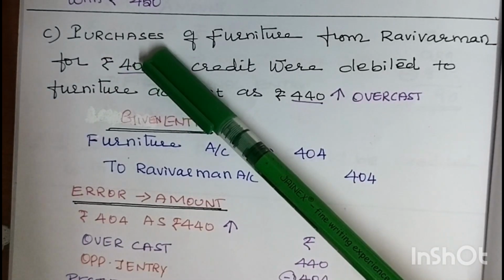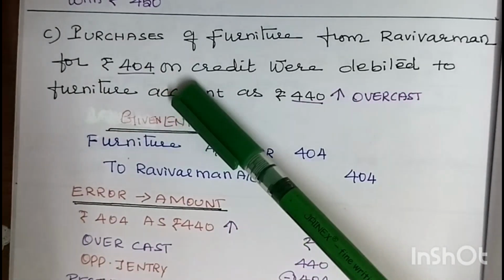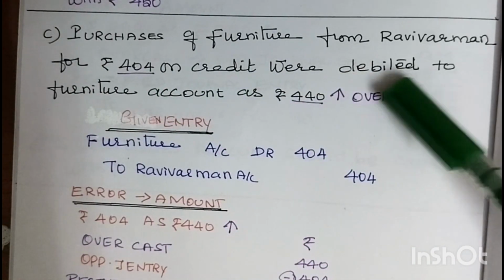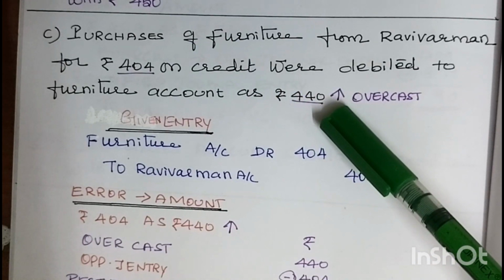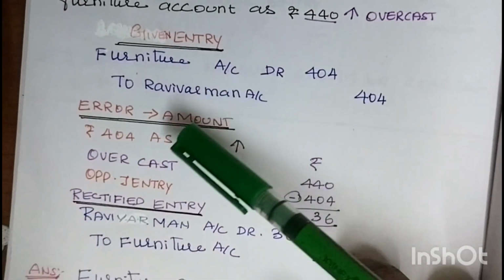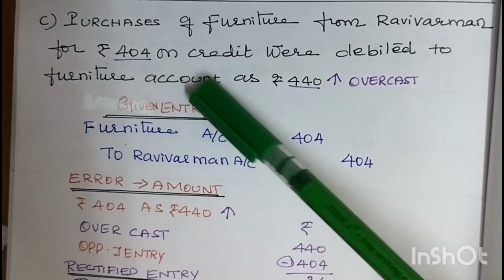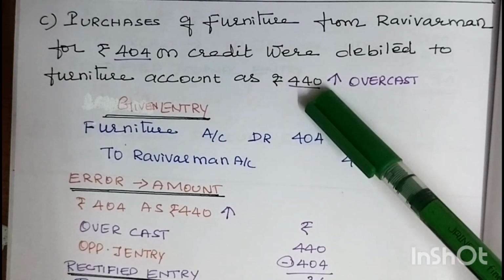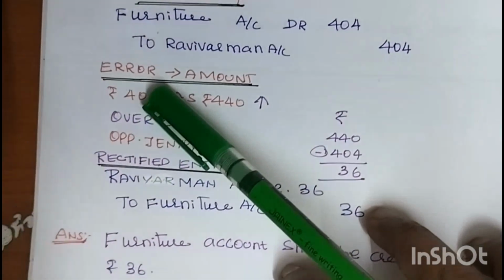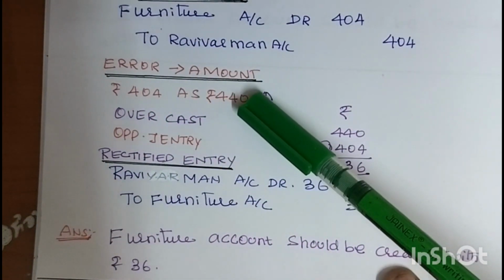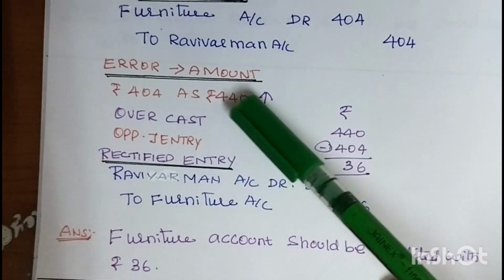Listen, I will read the transaction again. Purchases of furniture from Ravi Varman for rupees 404 on credit were debited to furniture account as 440. So, which is the error? The amount is the error. Instead of 404, they entered 440 on the debit side of the furniture account. Amount is the error. Instead of 404, an accountant entered 440.